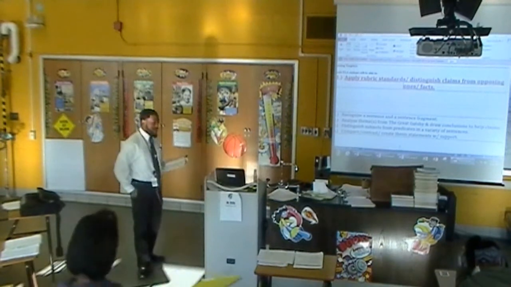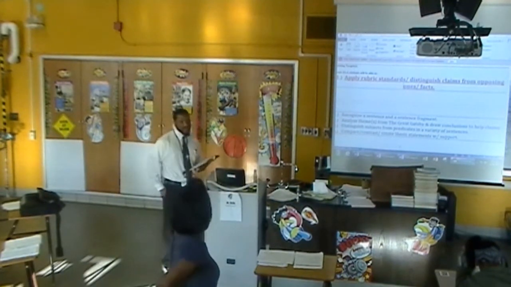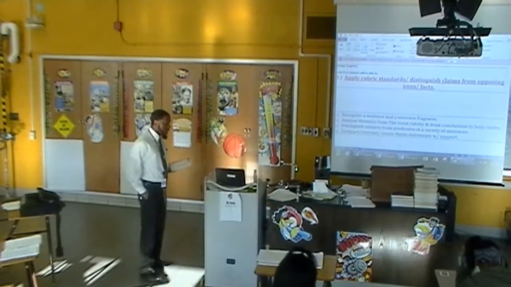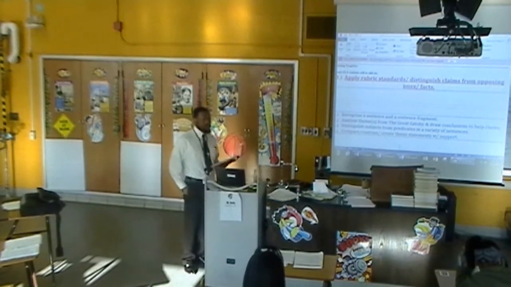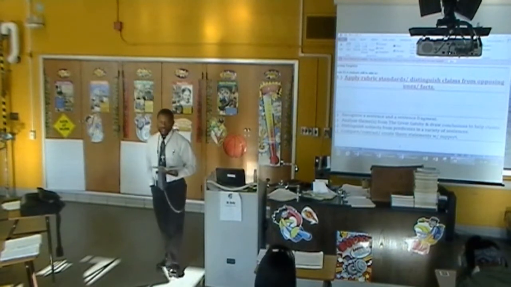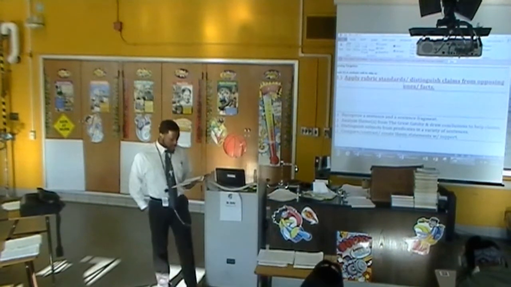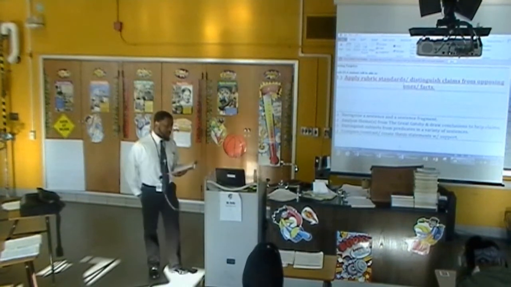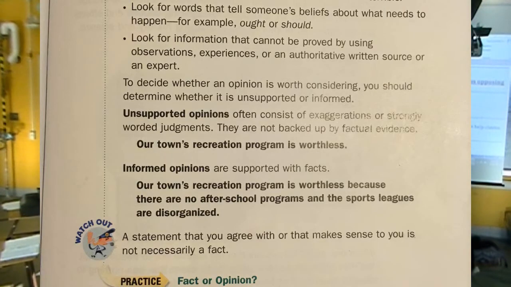But people would say, oh, roller coasters are useless. There's no purpose in me riding those things. That would be someone's opinion. That's their strongly worded exaggeration of the subject. They have no type of evidence to back up anything. And then an informed opinion: those are the ones that are supported with facts.